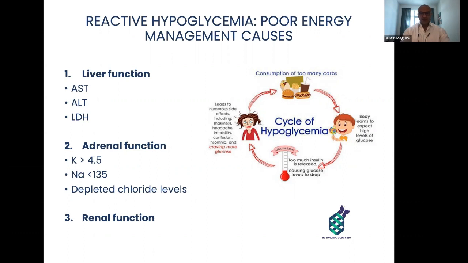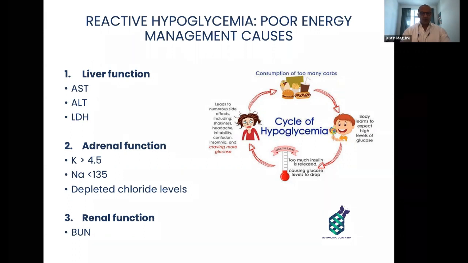Renal function also plays a huge role in reactive hyperglycemia. Blood urea nitrogen levels can go up when we have poor hydrochloric acid regulation due to poor protein digestion and the utilization of amino acids.